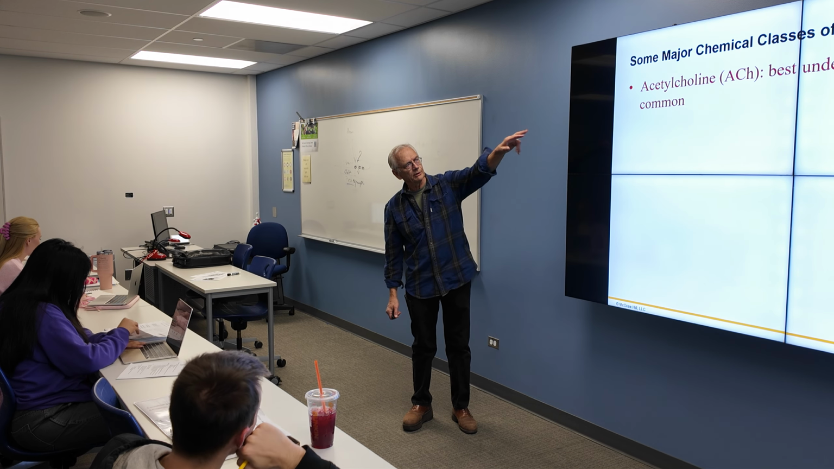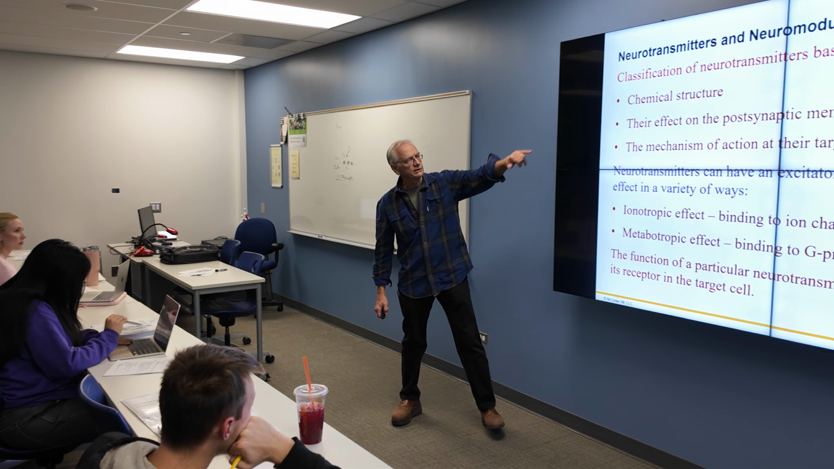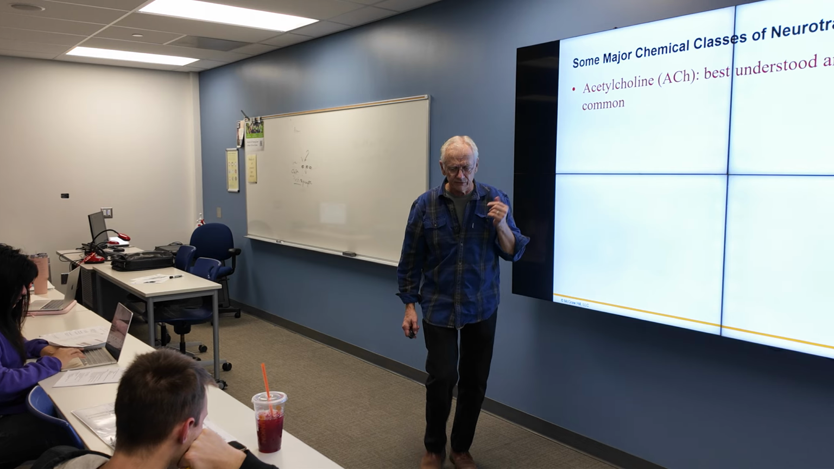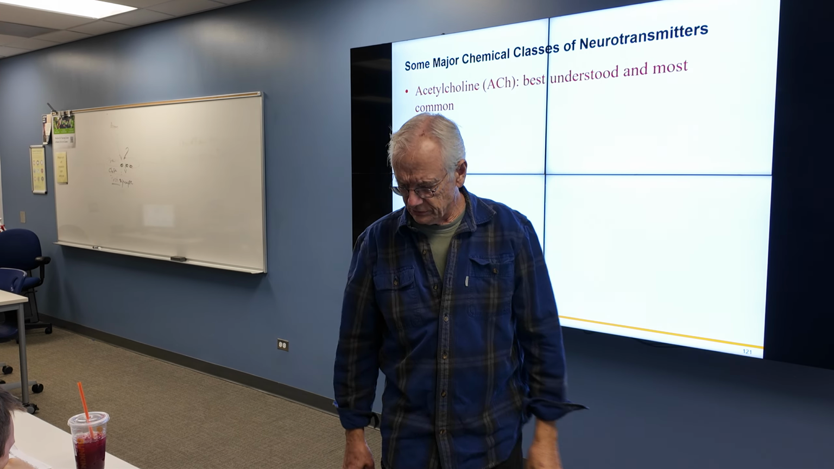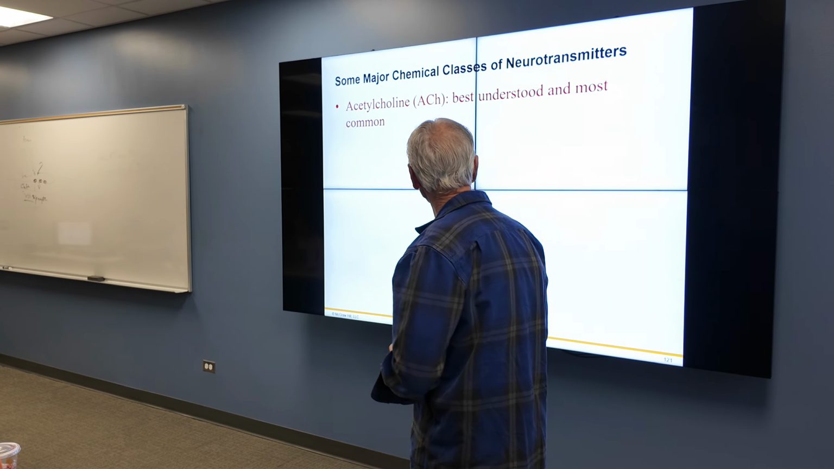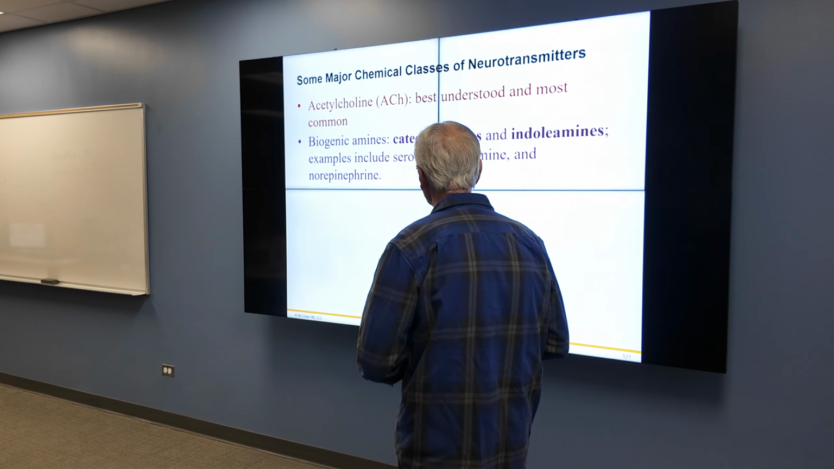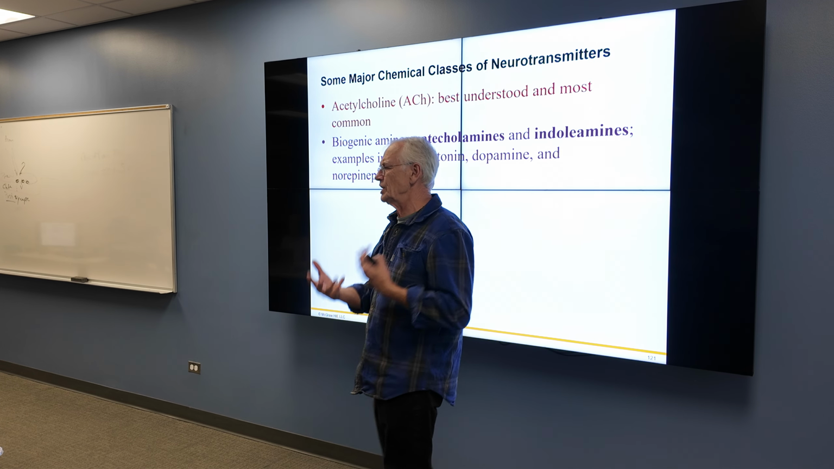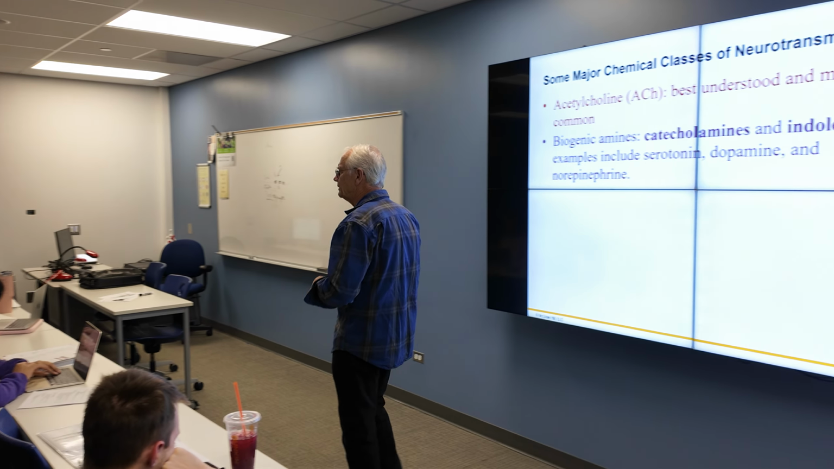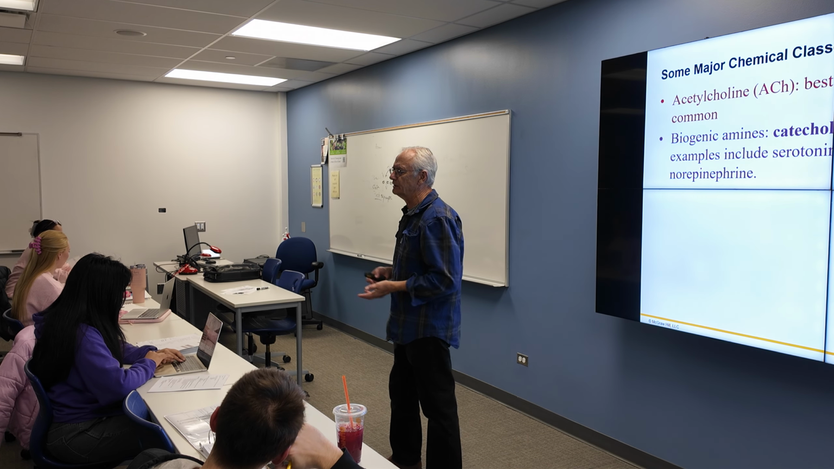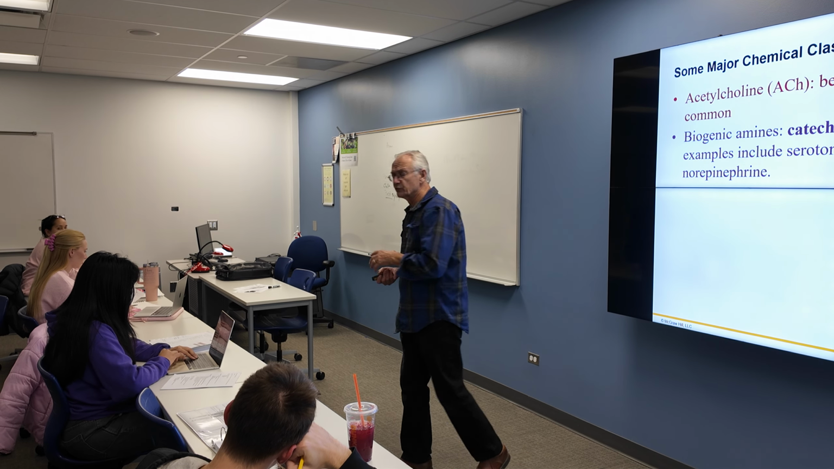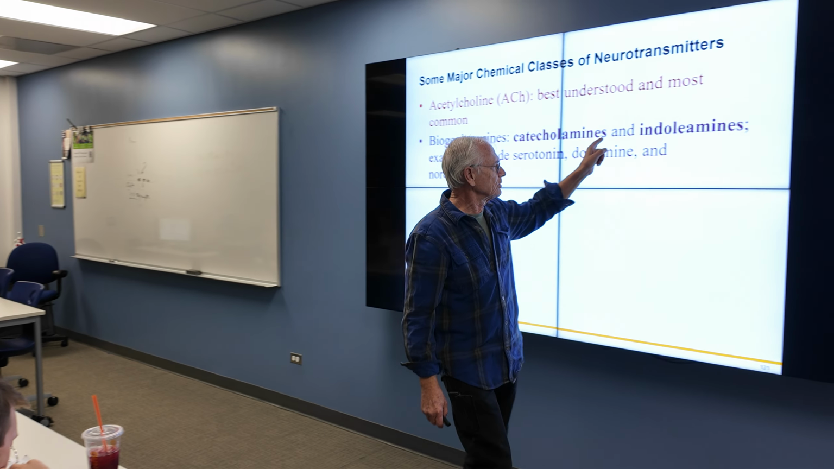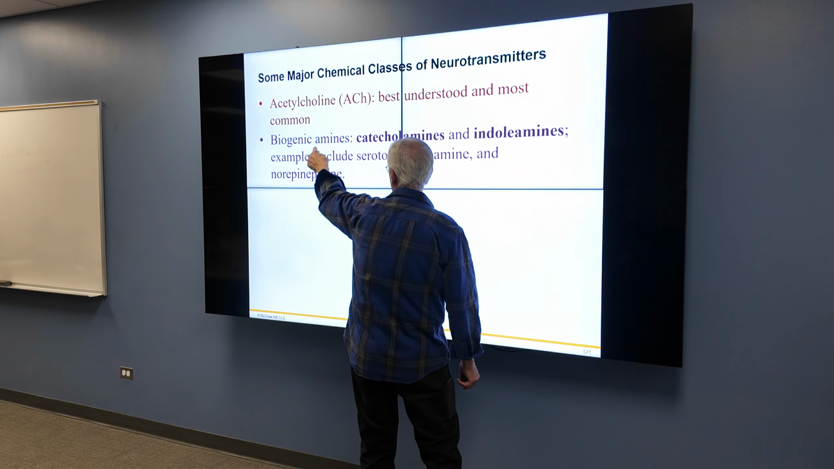So, some major chemical classes. Go back to here and we say the chemical structure. Let's look at some of the chemical classes that we have. One of those that we've addressed numerous times is acetylcholine, best understood, most common. We make reference to some that are called biogenic. Anytime you hear gen in biology, you need to be thinking in terms of the genesis of it, the beginning of the biological formation of it. And I made reference to some which we said were catechol, and here it's biogenic amines.